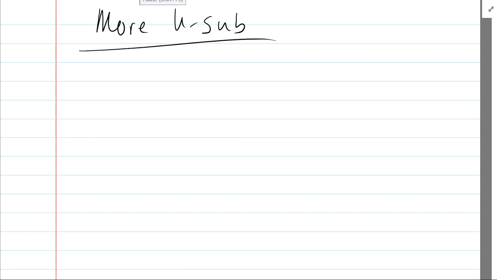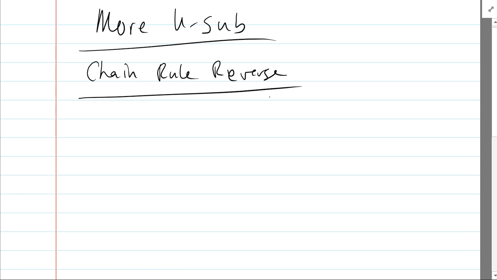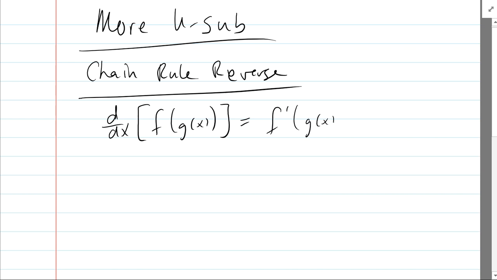More u-substitution. The whole point of u-sub is to do chain rule in reverse. I may have said it, but now I'm going to make you write it so that it really imprints on your brain. It's chain rule in reverse. If I'm taking the derivative with respect to x of a composite function, a function within a function, it is going to be the derivative of the outer function, leave the inner alone, times the derivative of the inner function.